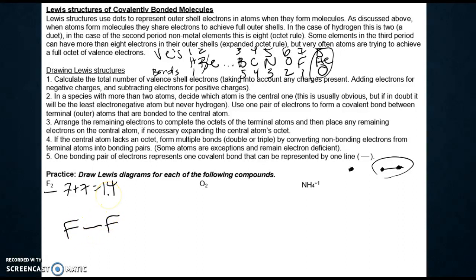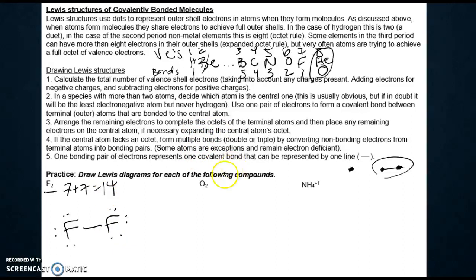I need to draw 12 more electrons. The goal is for every atom to have 8 electrons surrounding it. There are 2 electrons in the bond, so each fluorine needs 6 more dots to have a total of 8. So 2, 4, 6, and 2 in the bond is 8. Again, 2, 4, 6, and the bond is 8. If I count them all up, 2, 4, 6, 8, 10, 12, 14. That's the total number we need, so that's good to go.